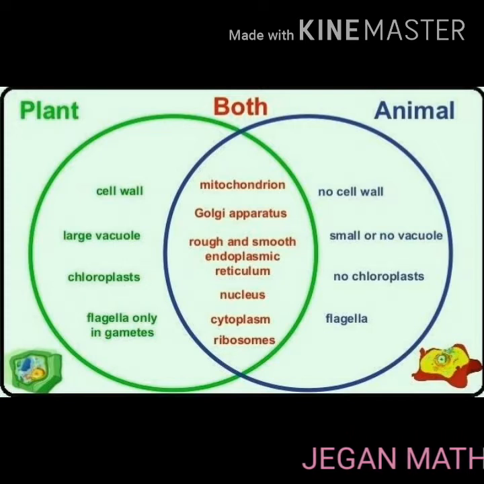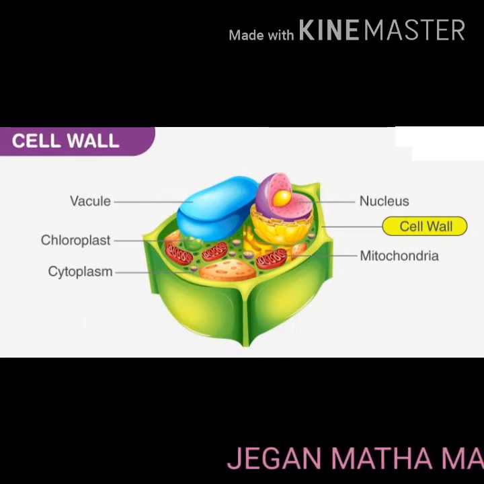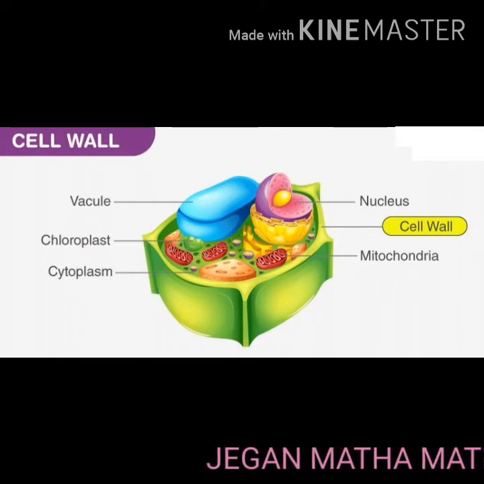Let us see the cell components and their main function and the special name given to the cell components. Cell wall. It surrounds and protects the cell. Makes the cell stiff and strong. The special name given for cell wall is supporter and protector.